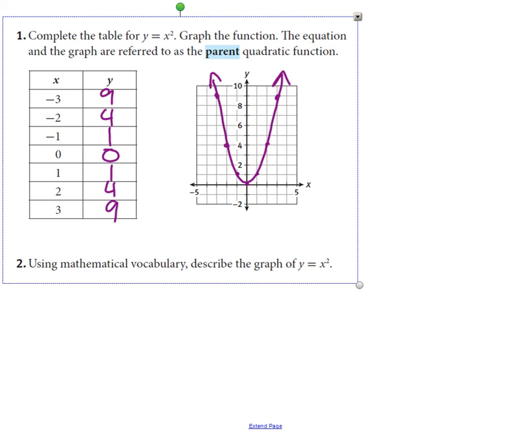Why do you think this is called a parent function? It's not because it's the biggest. It's the mother of all. It's the mothership. Okay, I'm willing to go with because it's the mother, but why? Because it's just x squared. So it's the most basic, it's what every other quadratic function relates back to. So it's the simplest, most friendly. Look how friendly it is.